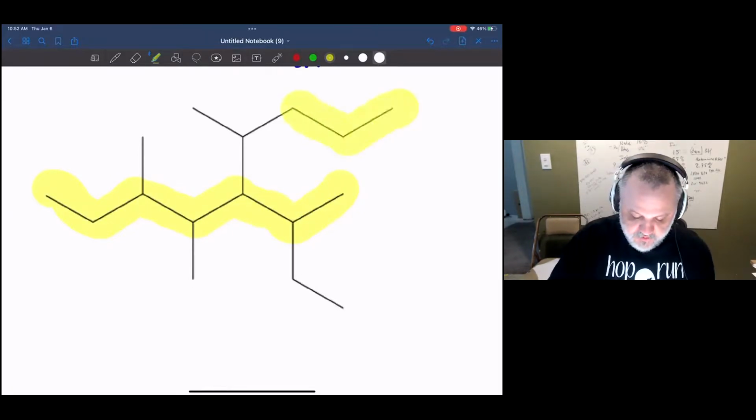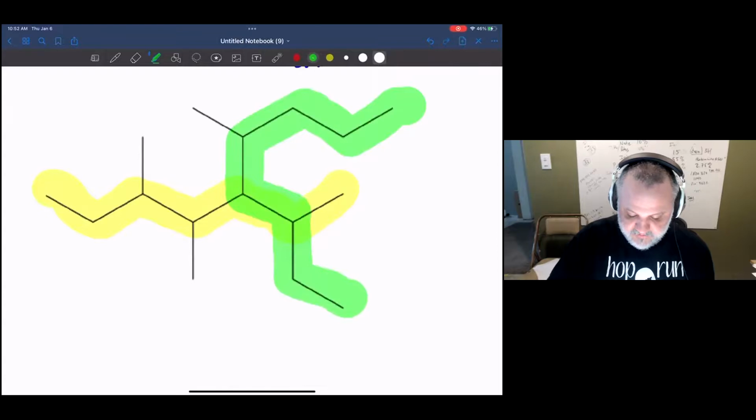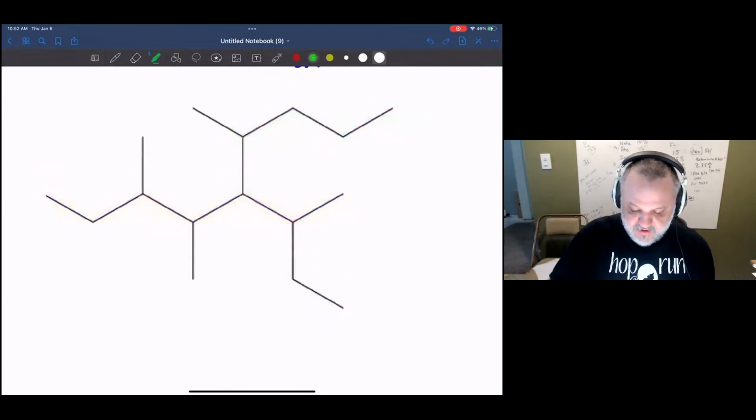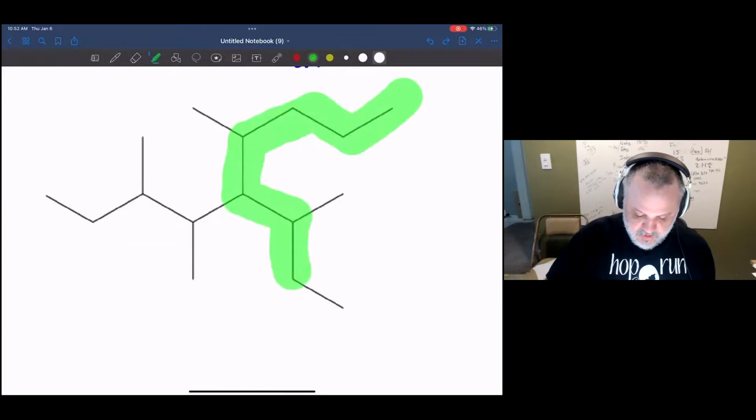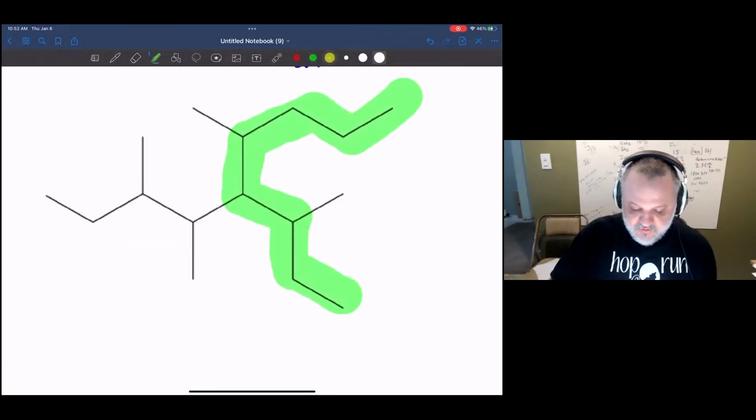1, 2, 3. 1, 2, 3, 4, 5, 6, 7, 8. Okay, 1, 2, 3, 4, 5, 6, 7, 8. So the yellow path is automatically not the correct path because there's something longer than 7. So we've got 8 that way. So let's try another one.